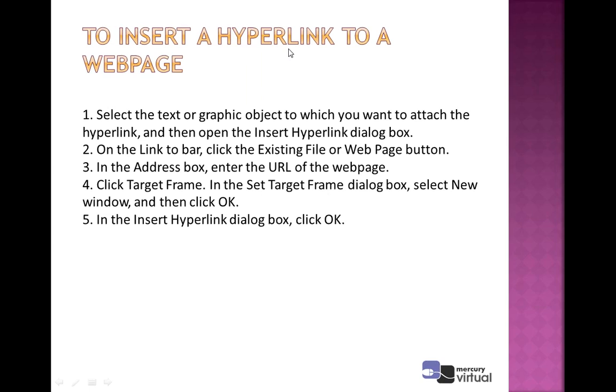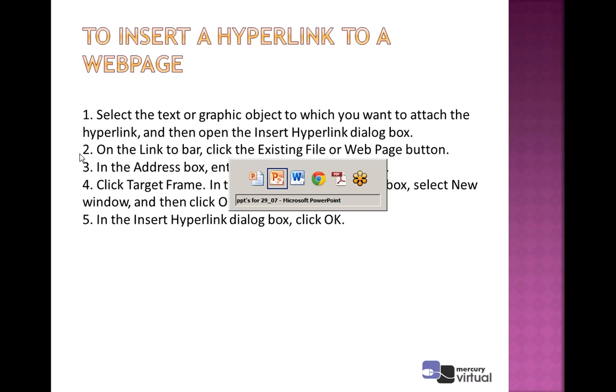Next, how to insert a hyperlink to a web page. It means inserting a link to a web page. The steps are the same, nothing is different, but the second point is different. On the Link to bar, click the Existing File or Web Page button. In the Address box, enter the URL. Now there is a URL for the web page. You can enter the URL of the web page to which you want to link the file.